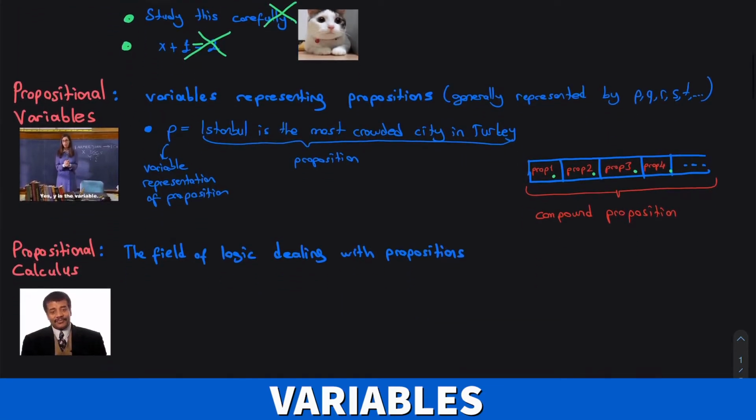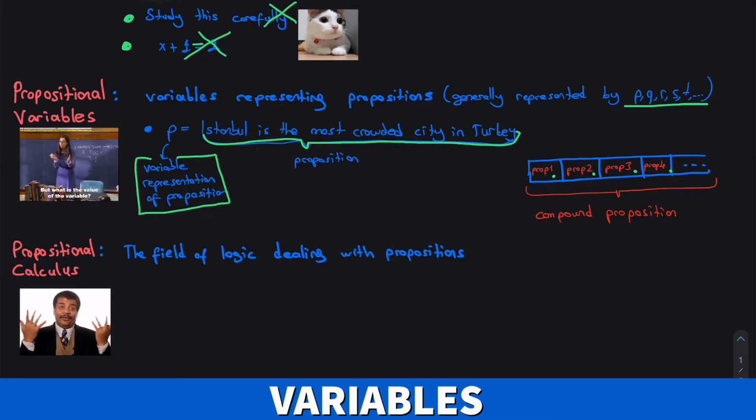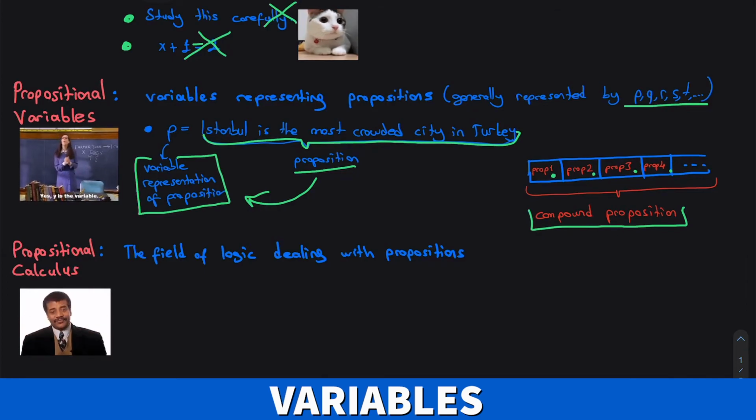Instead of writing propositions in long wordy form, we can use specific symbols to identify them, such as letters like P, Q, R, S. If we do this, we call those symbols propositional variables. For example, P is a propositional variable representing the truth value of "Istanbul is the most crowded city in Turkey." If the proposition is true, then P is true, else P is false. A proposition can consist of many subpropositions. If this happens, we call this proposition a compound proposition. We will see what they are in the next video.